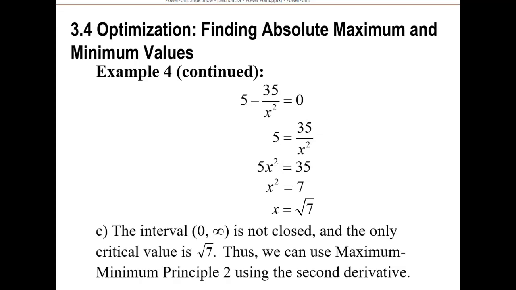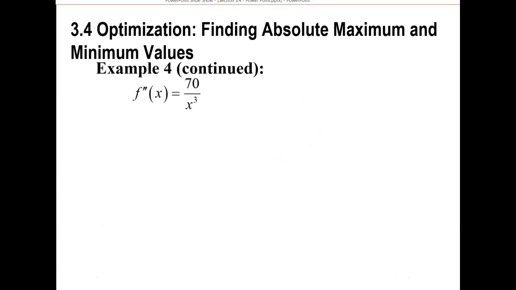All right, so the interval 0 to infinity is not closed, and the only critical value is square root of 7. So we can use that second principle, using our second derivative, because we only have one critical value to check. So f double prime, the second derivative, we get 70 over x cubed. So we're going to plug our critical value into that second derivative. My critical value being square root of 7, there's only one.